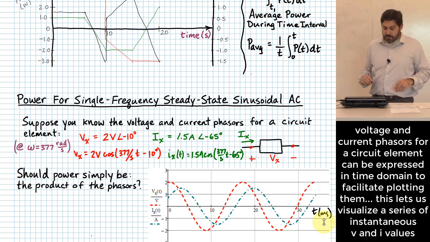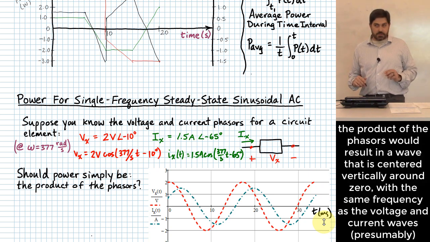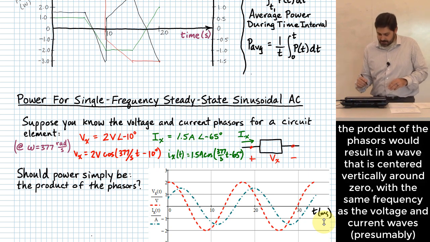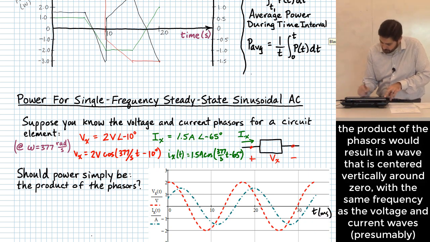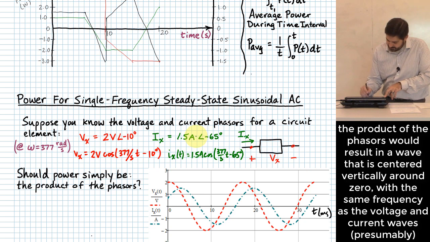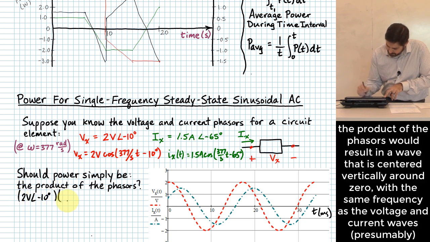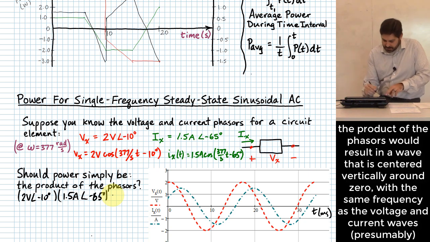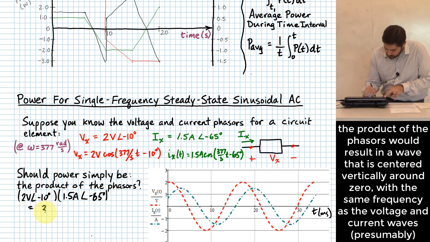Should power simply be the product of these phasors? Let's do that product real quick and see if that makes sense, okay? So the product would be what? 2 volts times 1.5 amps would give me, right? I'm basically taking 2 volts angle minus 10 degrees multiplied by 1.5 amps angle minus 65 degrees. Okay, what does this end up giving me? I think it ends up giving me 3 watts, right?